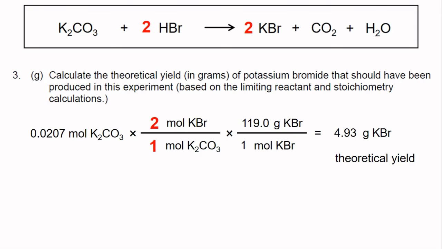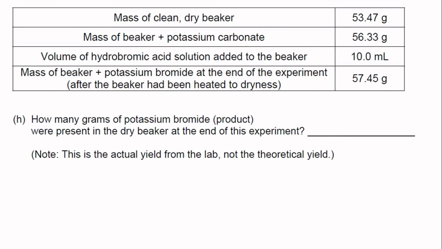That's our theoretical yield. To figure out the actual yield, we have to go back to the data table. Looking at the data table, the mass of the beaker plus the potassium bromide at the end of the experiment was 57.45 grams. If we subtract the mass of the empty beaker, we get 3.98 grams of potassium bromide. That is our actual yield, not the theoretical yield.